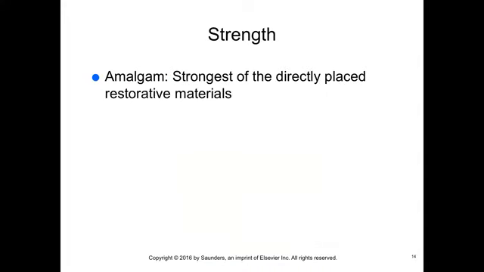Amalgams are the strongest of the directly placed restorative materials and are stronger in compression than composite or glass ionomer. They are relatively weak in tension. If amalgams are too thin in areas, they may be broken by the biting forces.